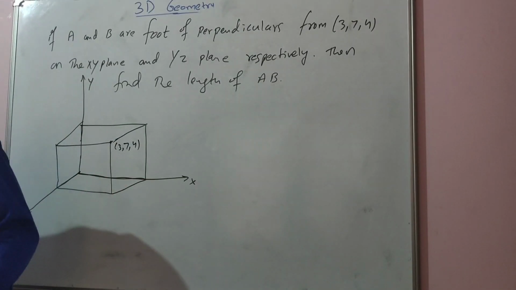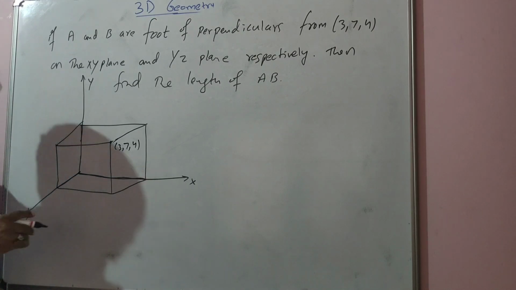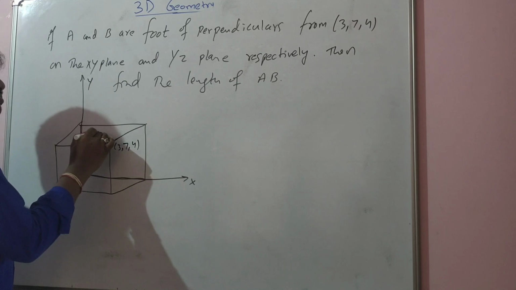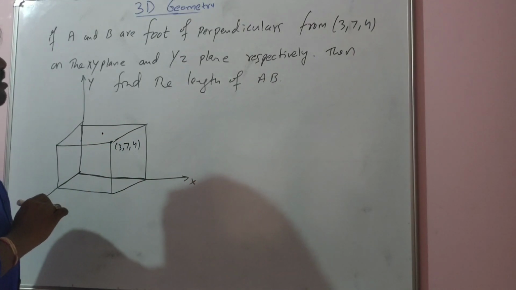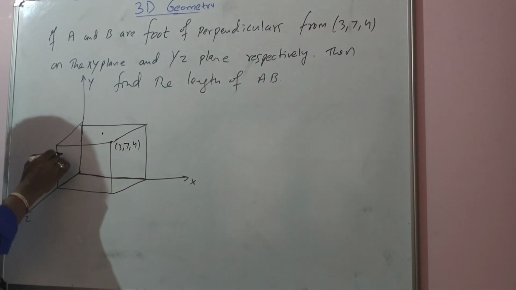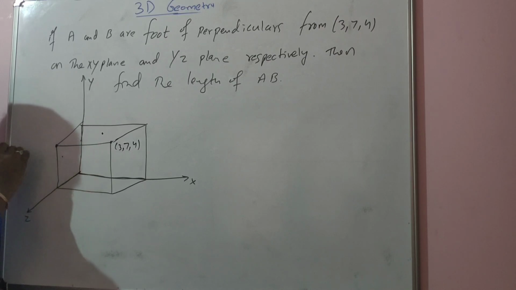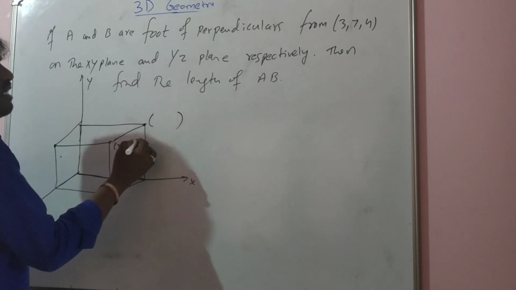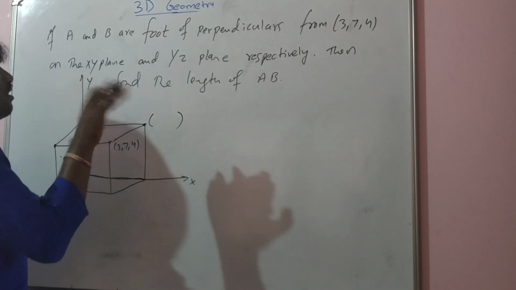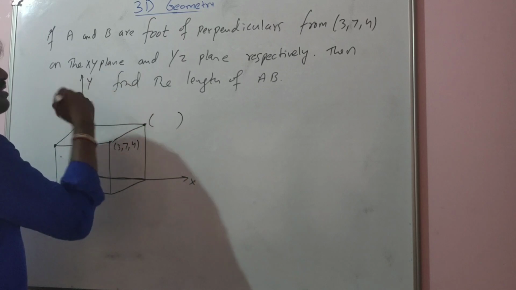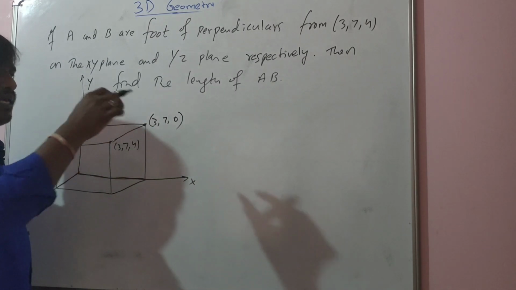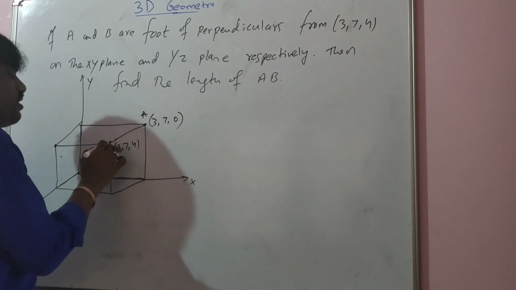What you have to find here is the foot of the perpendicular on the xy plane. Now this is x and this is y, and the xy plane means this plane, this backside plane. So from this point to here you have to find the foot of the perpendicular. What do you do here? If it is on the xy plane, the xy plane means z is equal to 0. So x is 3, y is 7, z is equal to 0. This point is in space, and the foot is in this plane. So this is a point you have to find.